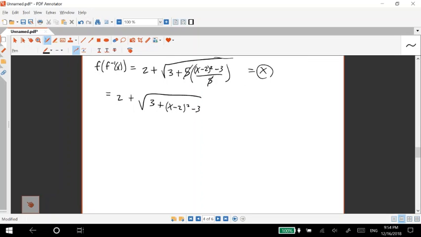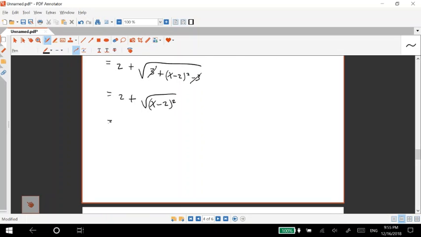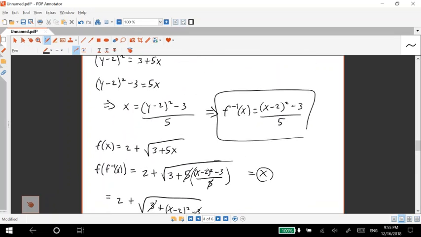Oh, would you look at that? These 3's go away. 3 minus 3 is 0. And we're left with 2 plus the square root of x minus 2 squared. Well, we got a square root squared, so that just cancels that out. 2 plus x minus 2. As you can see, the square root and the square cancel each other, and then these are simply redundant, and we're left with x. So congratulations, you have proved it and found the inverse.